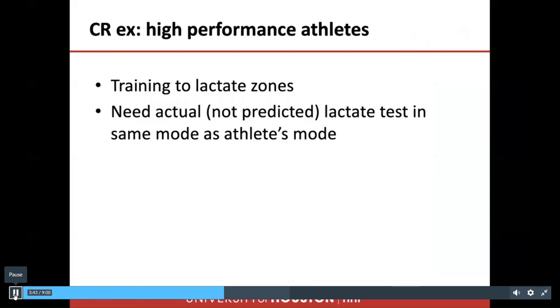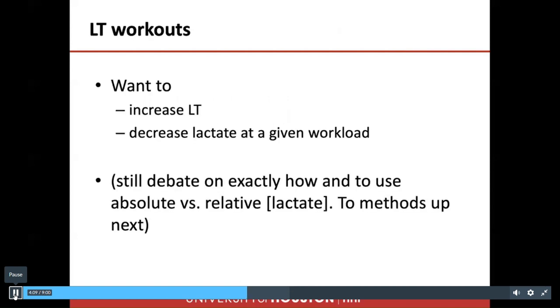With our high performance athletes, we're usually training to lactate zones instead of heart rate. We may use the lactate zones to find the corresponding heart rates. We're not going to do the percent heart rate reserve. We're going to correspond the heart rates to what their lactate is. To do this, though, we need actual lactate tests in the same mode as the athlete's mode. So if the person's a swimmer, we're going to do it in the pool. If the person's a runner, we're going to do it on the treadmill, and so forth. We're going to make these lactate threshold workouts so that we can increase lactate threshold and decrease lactate at a given workload.